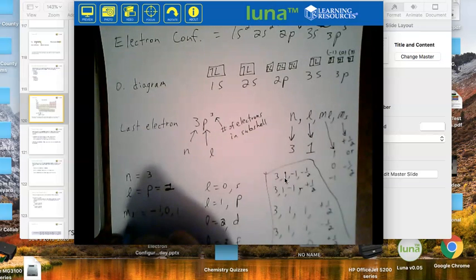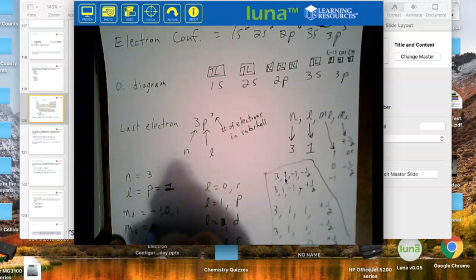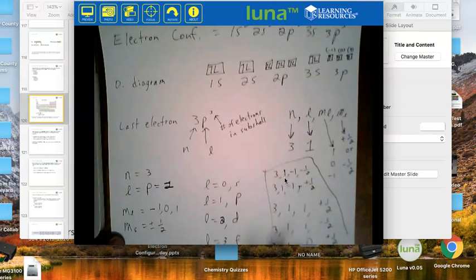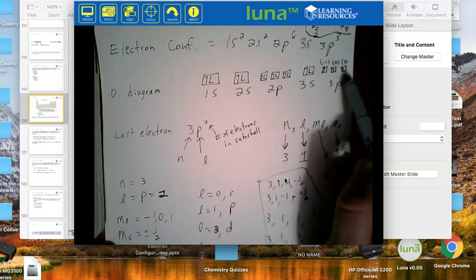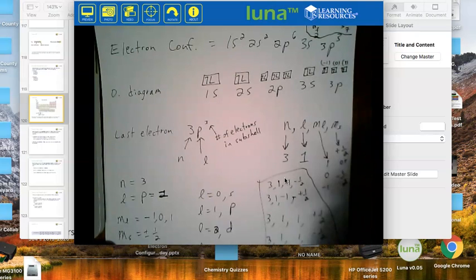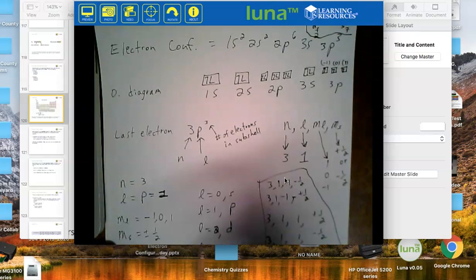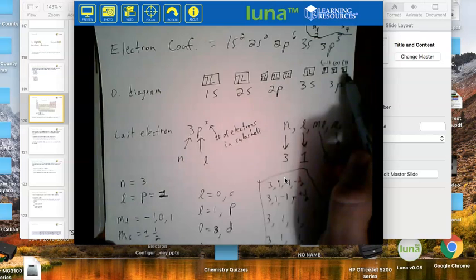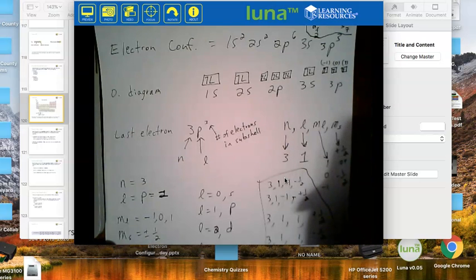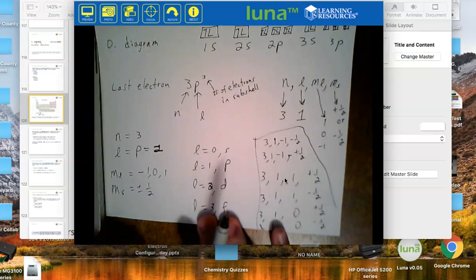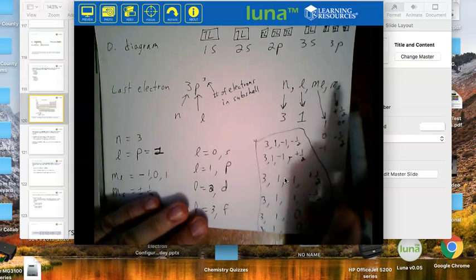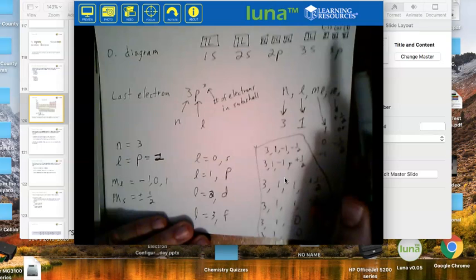All right, so the M sub S value can be either plus or minus 1/2. Here, because my arrows are pointed up, if this is my last electron, positive 1/2 would be the M sub S value. But if you drew your arrow pointing down, it could be negative 1/2, and that would be fine too. So here is a set of numbers I could assign for my last electron.